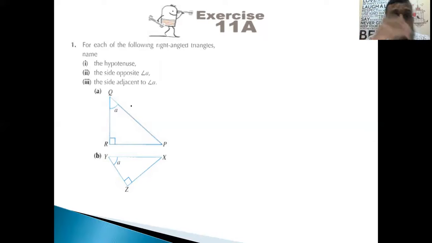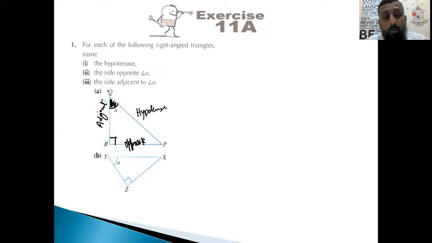So if I consider this first triangle PQR, I can see there is a right angle R. Now the side in front of this right angle is called hypotenuse. If I consider this acute angle A, the side in front of this acute angle A is called opposite side. And the remaining side that is right next to acute angle A is called adjacent side.